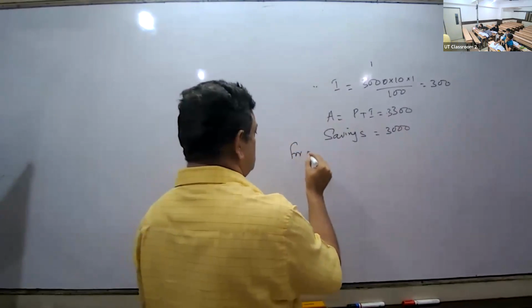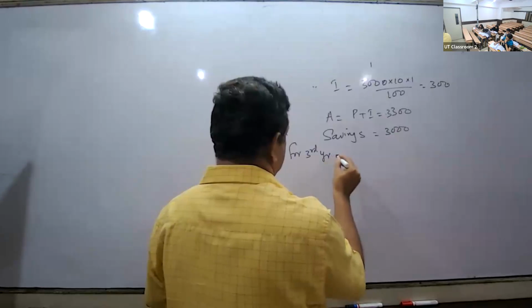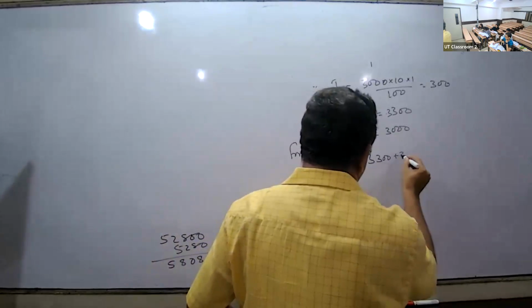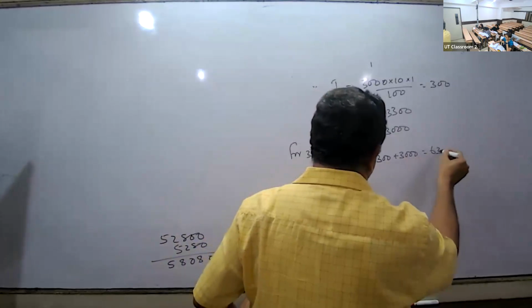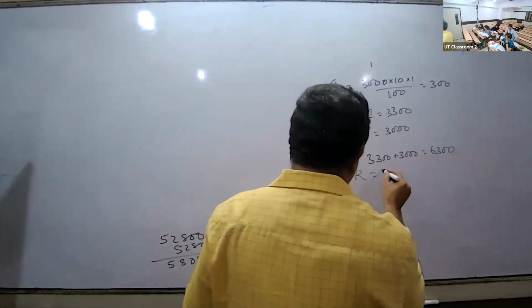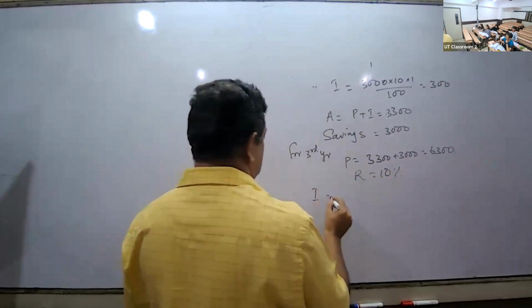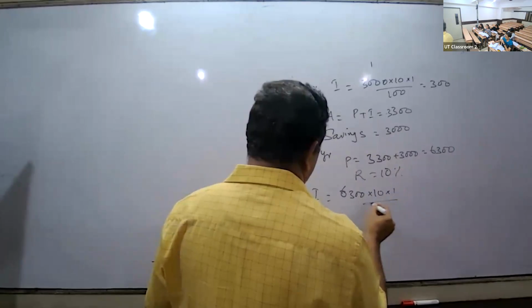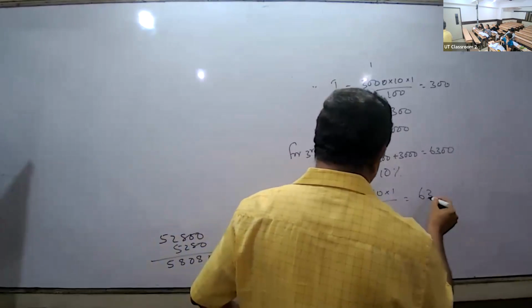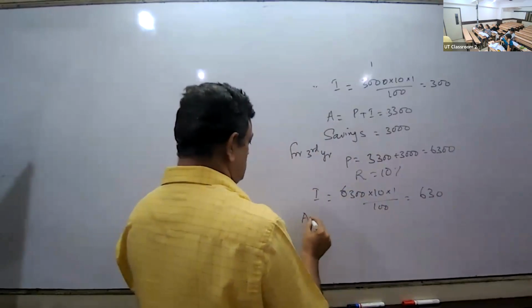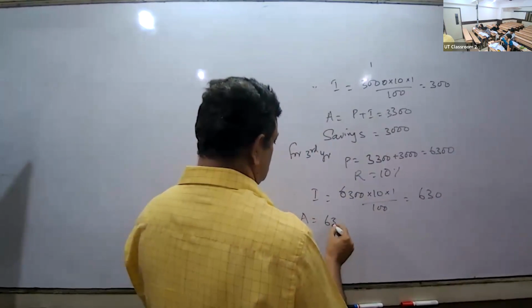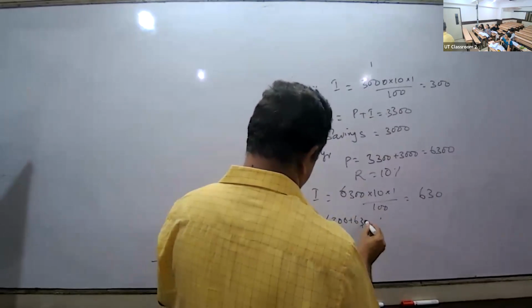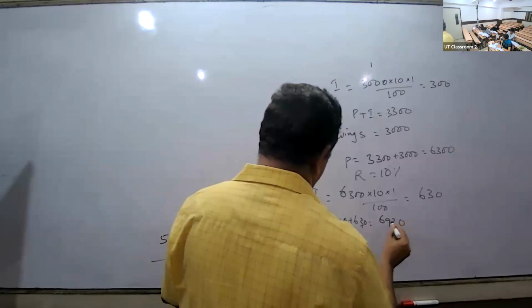Therefore, for third year, P is equal to 3,300 plus 3,000, which is 6,300. R is equal to 10%. Therefore, I is equal to 6,300 into 10 into 1 by 100, which is 630. Therefore, A is equal to 6,300 plus 630, which is 6,930. Hope you got it.